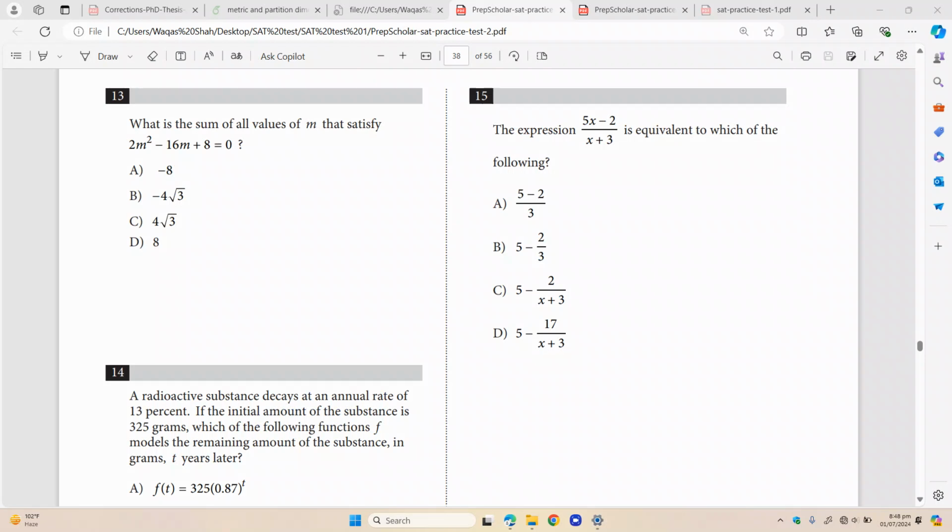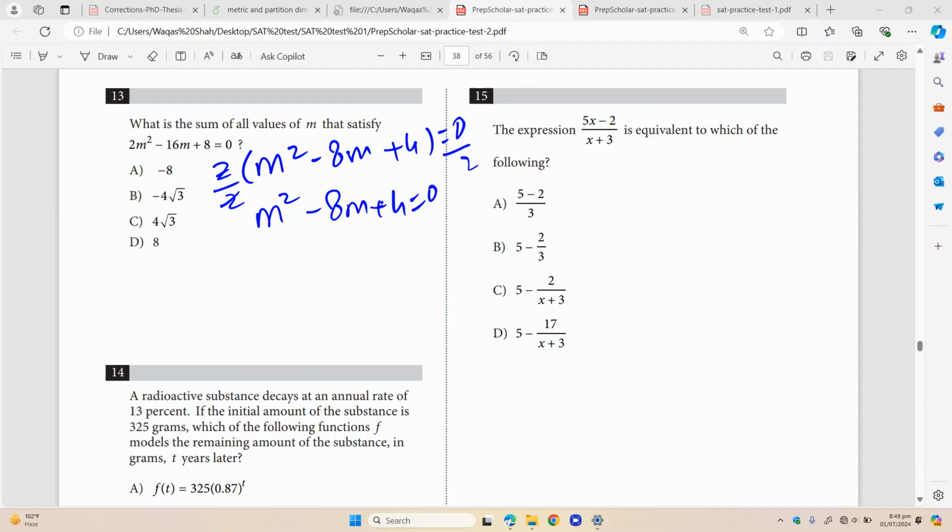In question 13, a quadratic equation is given, and we have to find the sum of the solutions. You can see that we cannot factorize it, so we can only simplify it and then plug its values into the quadratic formula. Let's simplify it. If we take 2 common, it becomes 2 times m square minus 8m plus 4 is equal to 0, and if we divide both sides by 2, we get the simplified form: m square minus 8m plus 4 is equal to 0.